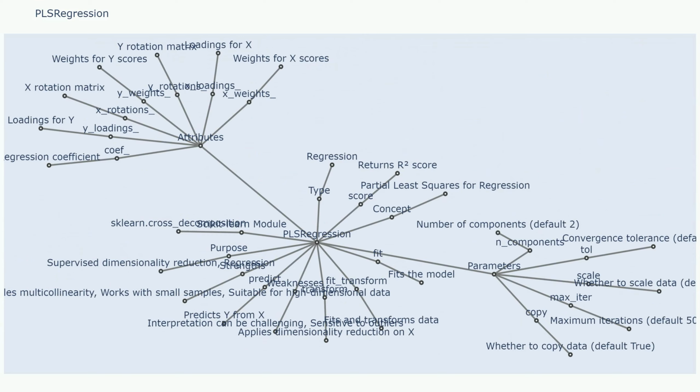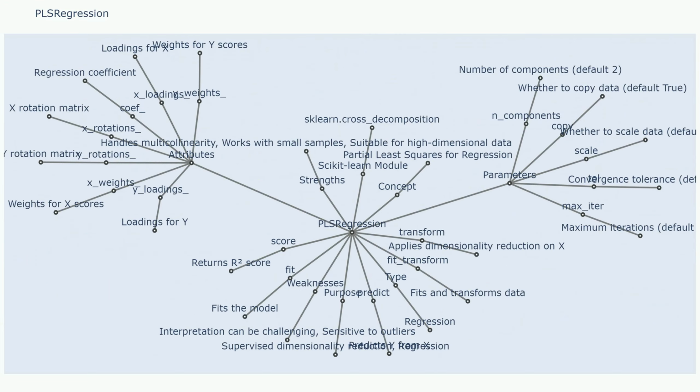Applications of PLS regression. Spectroscopy: analyzing spectral data for predicting material properties. Chemometrics: modeling complex chemical systems and processes. Bioinformatics: analyzing gene expression data and predicting disease outcomes. Finance: predicting financial market trends and risks. Marketing: understanding customer behavior and predicting product sales.